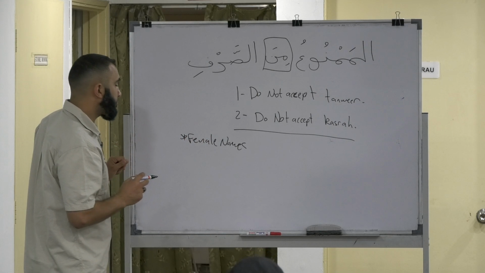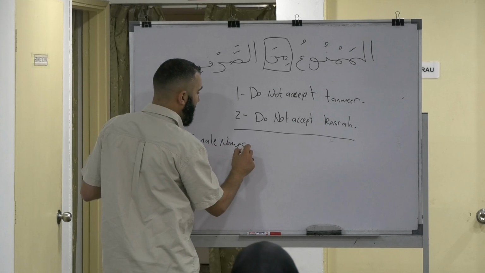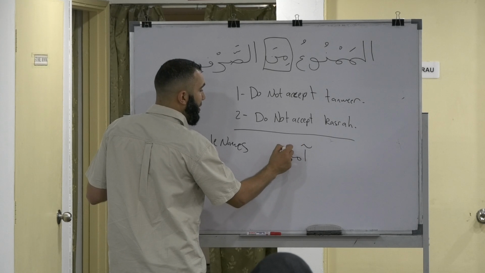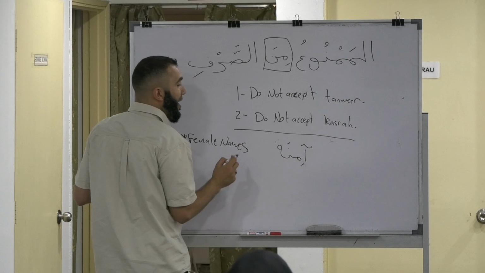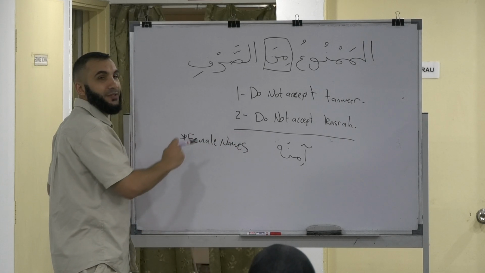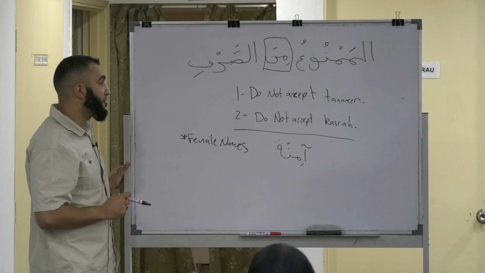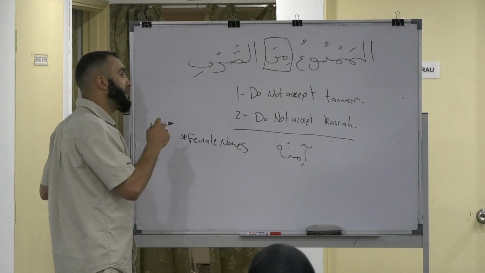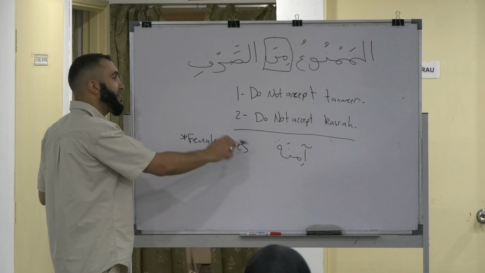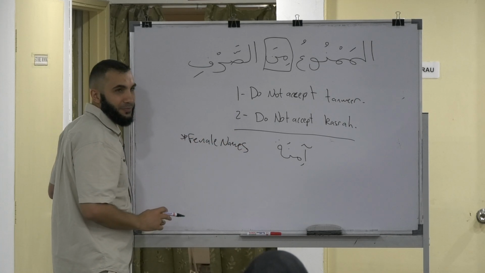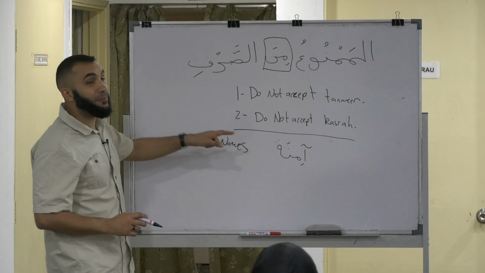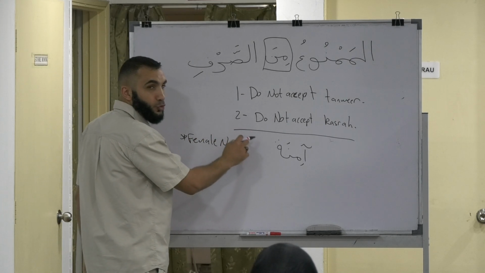So for example, Amina, the first one in the examples in the book. Amina is a female name, yes or no? Yes. Can I say Aminatun? No. Why? Because Amina is mamnu' min as-sarf. Can I say Aminatan? Can I say Aminatin? No, because it's mamnu' min as-sarf, it does not accept tanween, and it also does not accept kasra. So I have to say Aminatu.